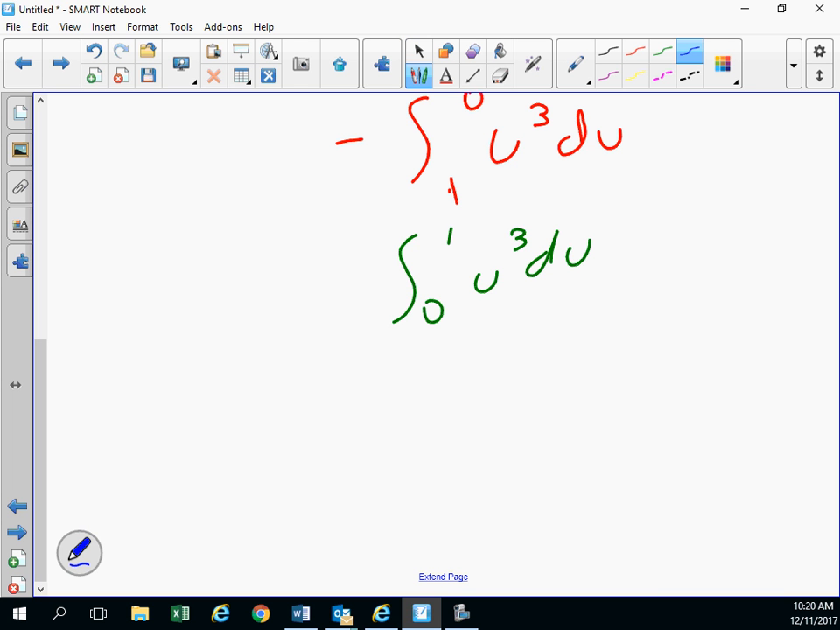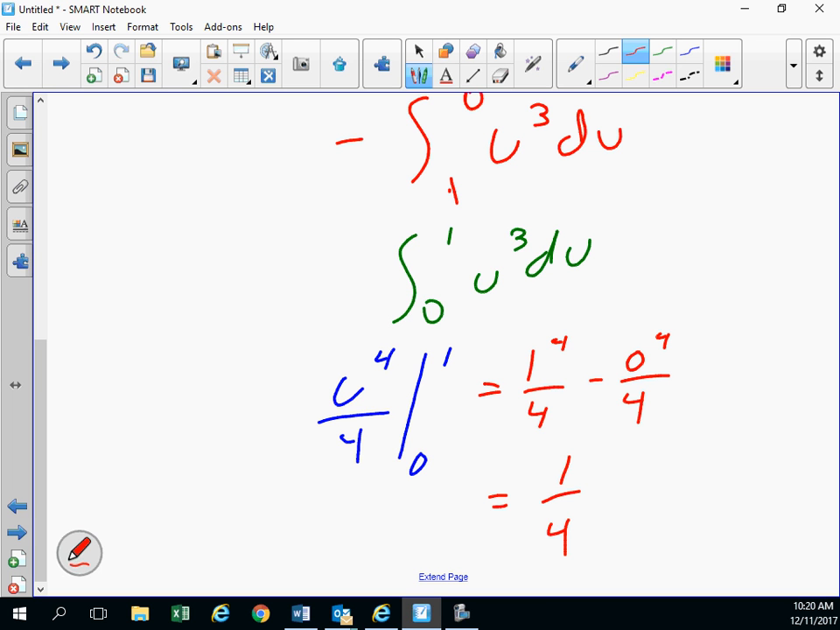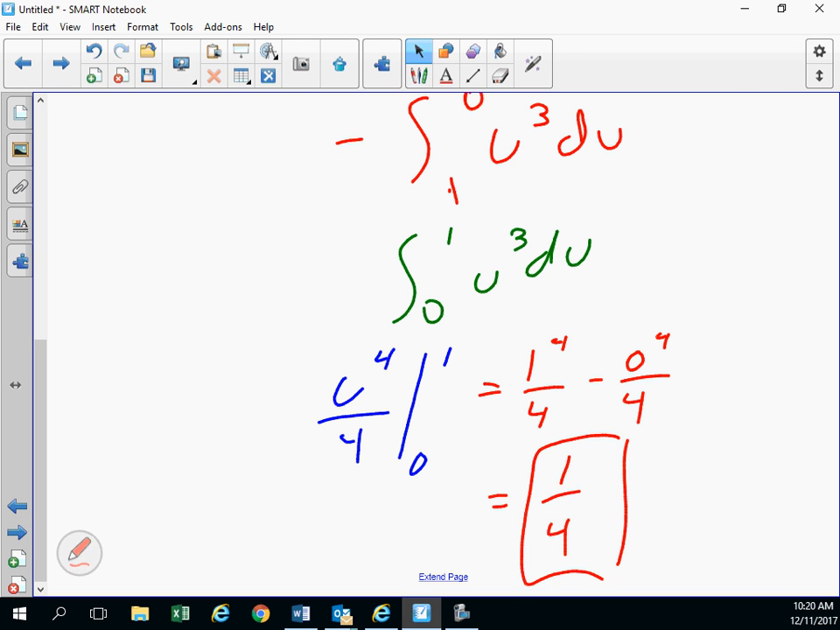What's the integration of u cubed? u to the 4th over 4. This I can do really easily. One to the 4th over 4 minus 0 to the 4th over 4. That's the whole point of changing those limits. They match the u's, and it makes it a heck of a lot easier. 1 to the 4th over 4 is just 1/4. 1/4 minus 0 is 1/4.